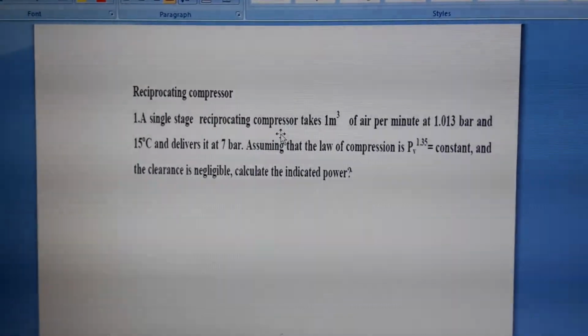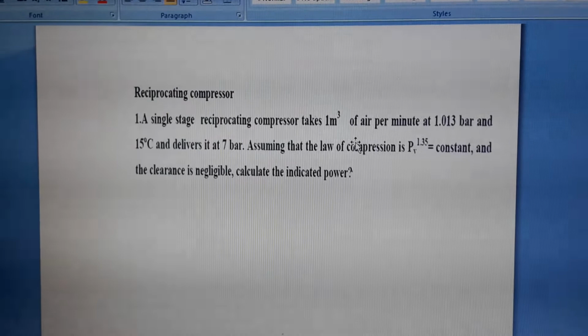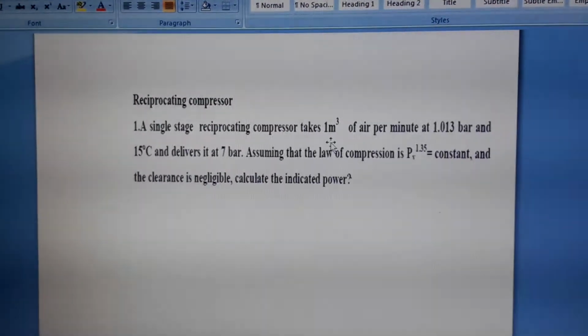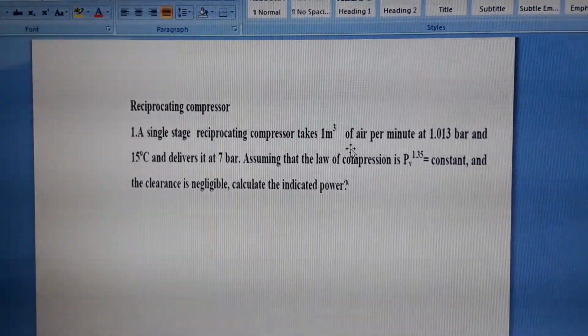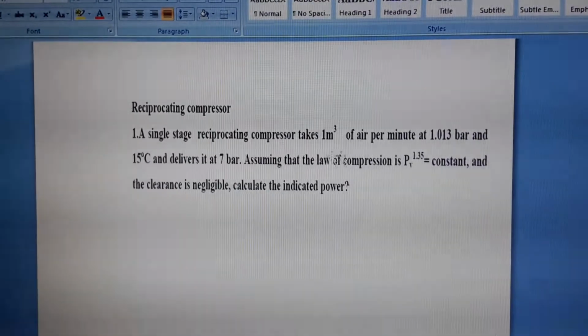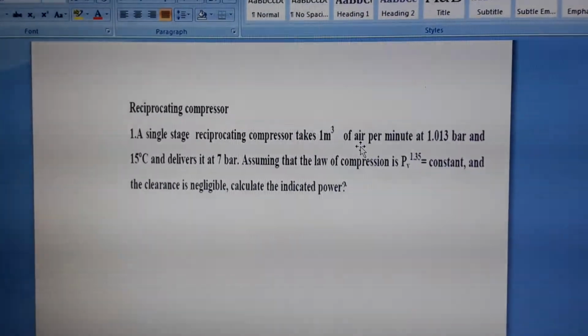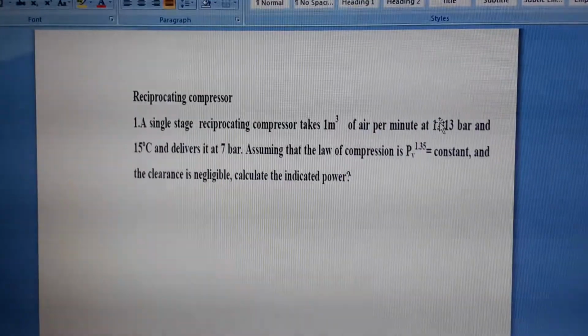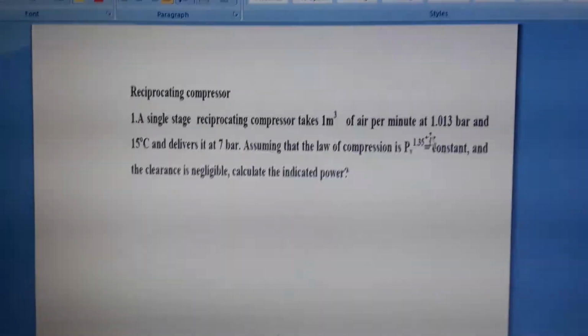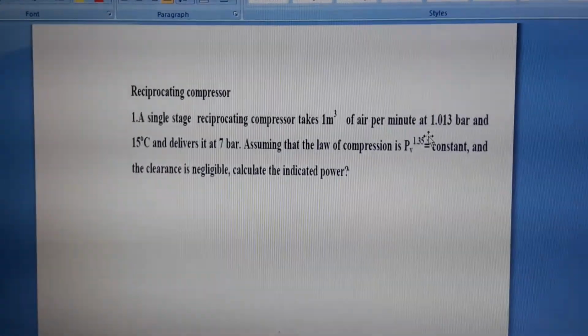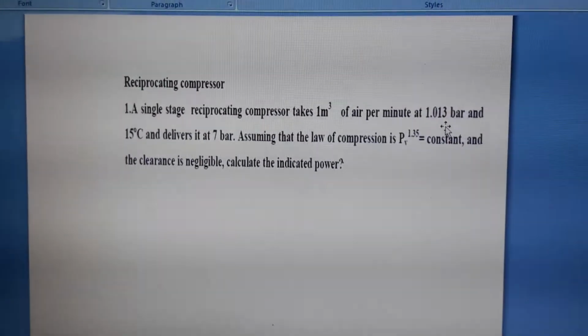Again, we have to convert this volume from meter cube per minute to meter cube per second. So 1 meter cube per minute is equal to 1 by 60 meter cube per second, because 1 minute is equal to 60 seconds. Now this is the pressure P1, it is 1.013 bar. Again we have to convert this pressure from bar to Pascal.